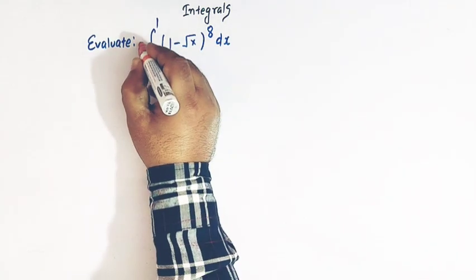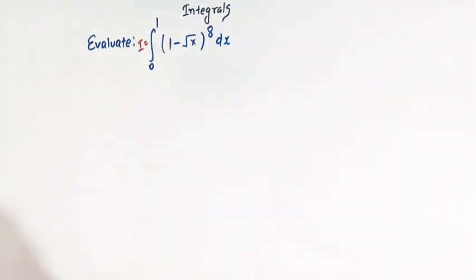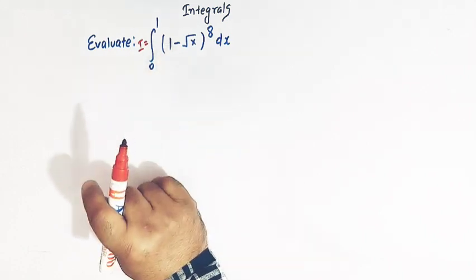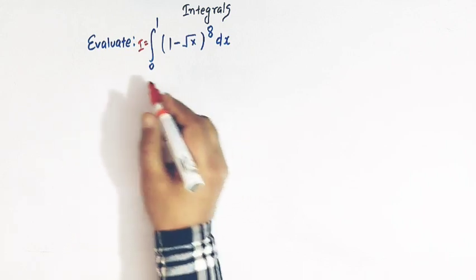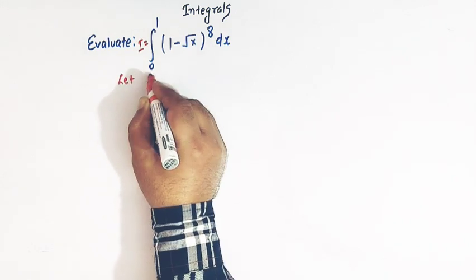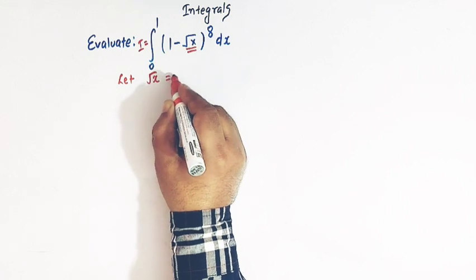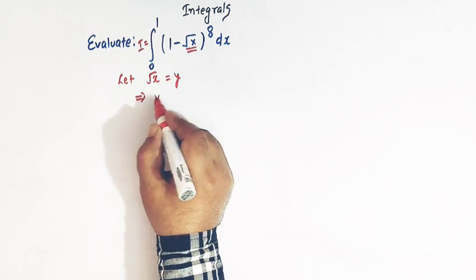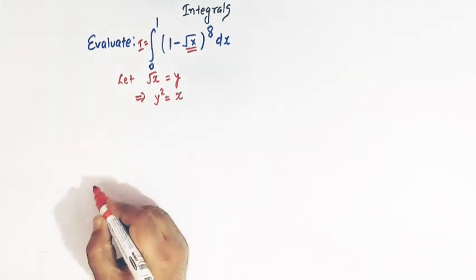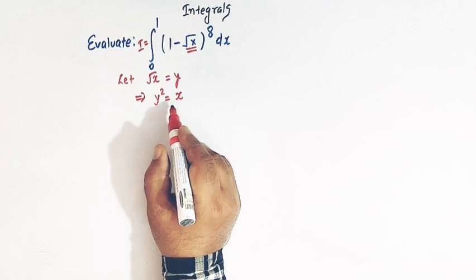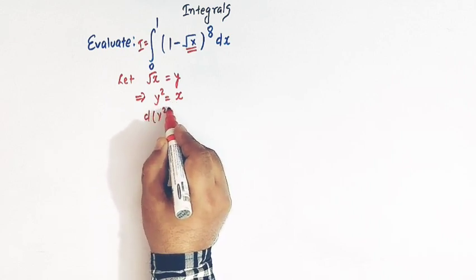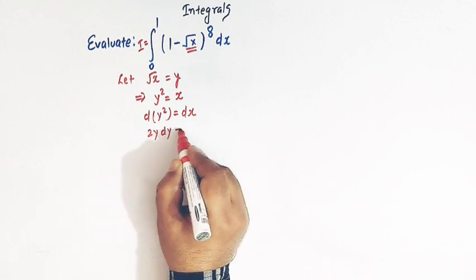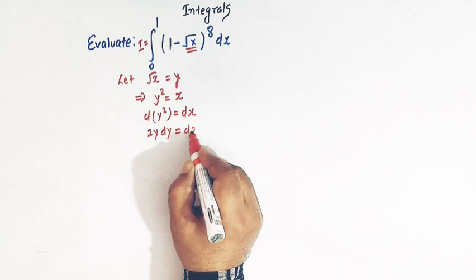Let us call this integral I. Here we will make use of the method of substitution. Let us substitute square root of x as y. So y square is equal to x. Let us differentiate both sides. So d(y square) is equal to dx, so we have 2y dy is equal to dx.